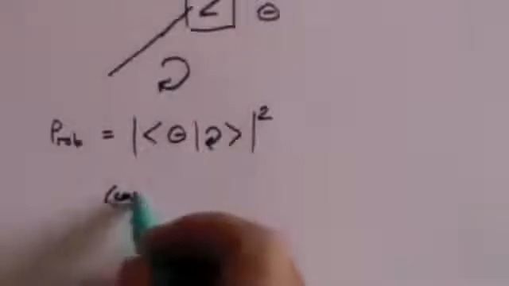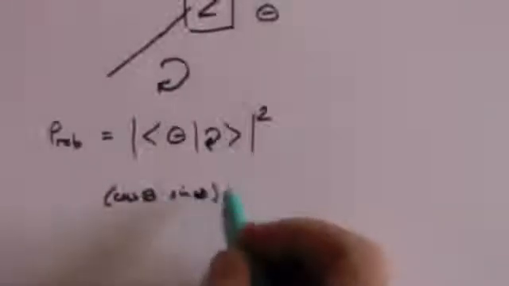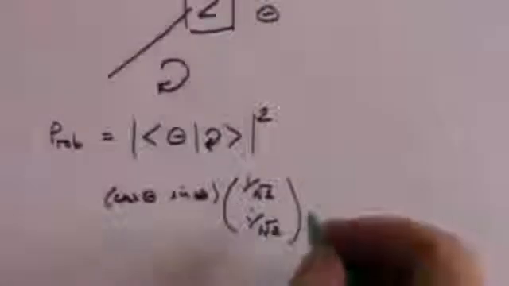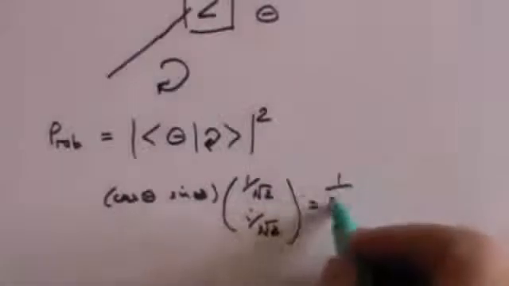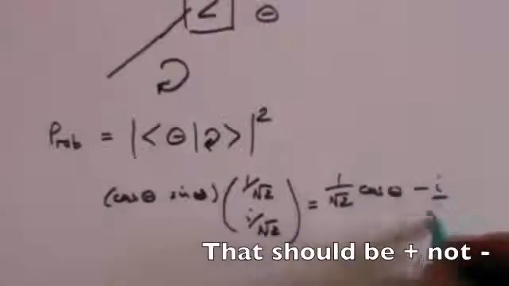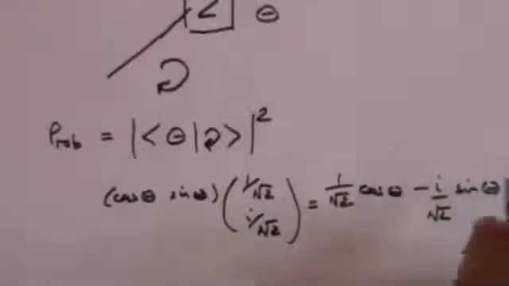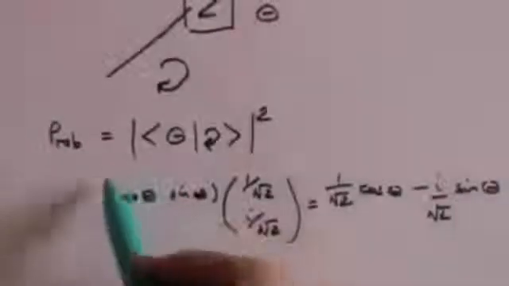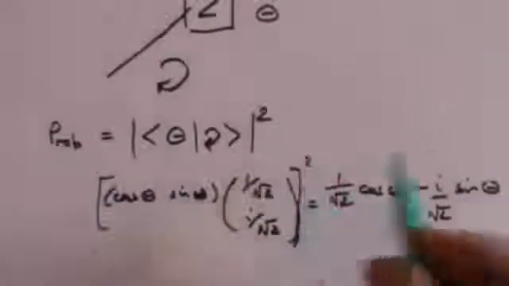So let's just think. We've got the theta state. Well, we know what that is. That's cosine theta, sine theta, and there are no imaginary numbers, so we don't have to complex conjugate that. And then here the clockwise state is 1 over root 2 and i over root 2. So we multiply that out, and what we're going to get is 1 over root 2 times cosine theta minus i over root 2 times sine theta. And the probability, of course, in each case is squared.